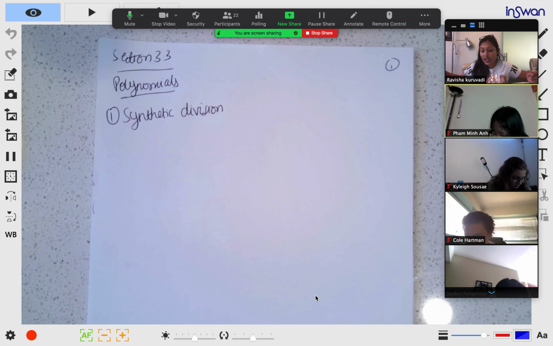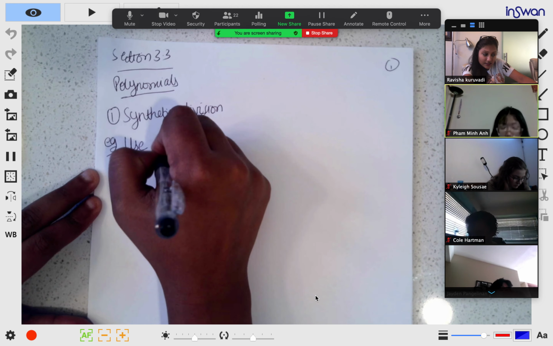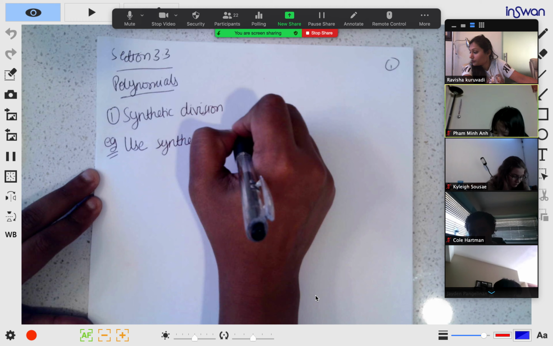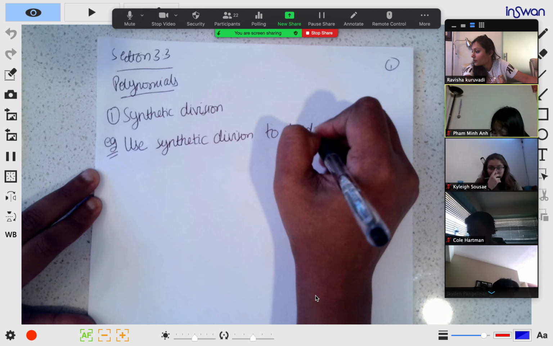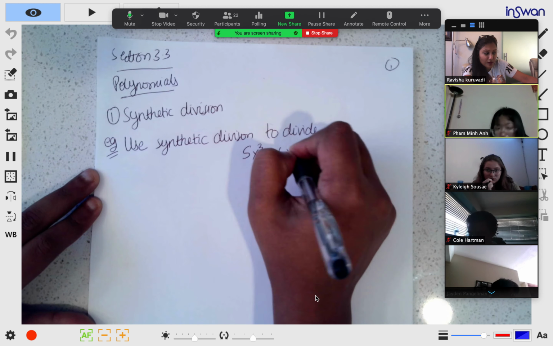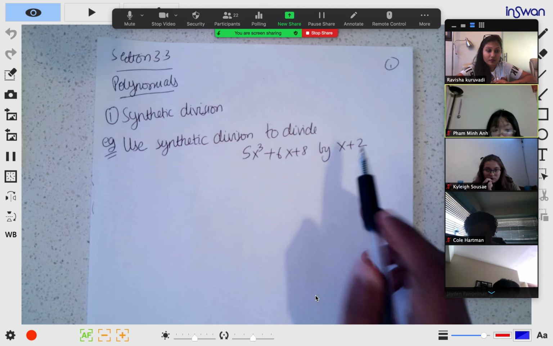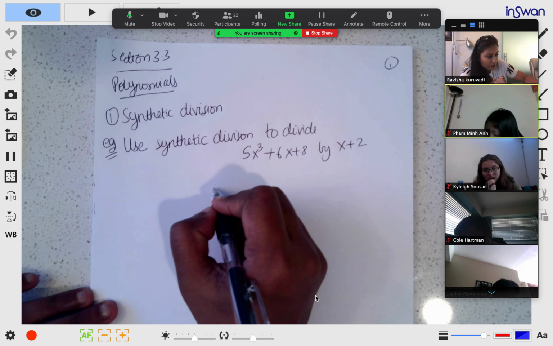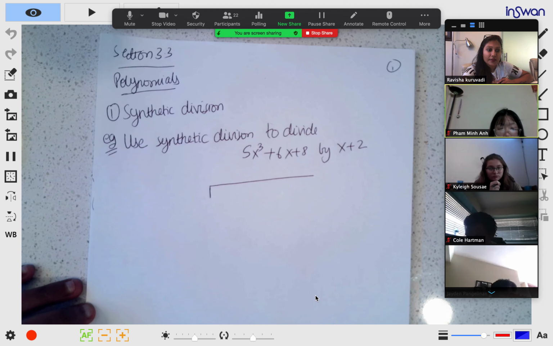Okay, so for example, it will say use synthetic division to divide 5x cube plus 6x plus 8 by x plus 2. When you have to divide a polynomial by something, first of all, you're going to make a box here, like this. A half box.